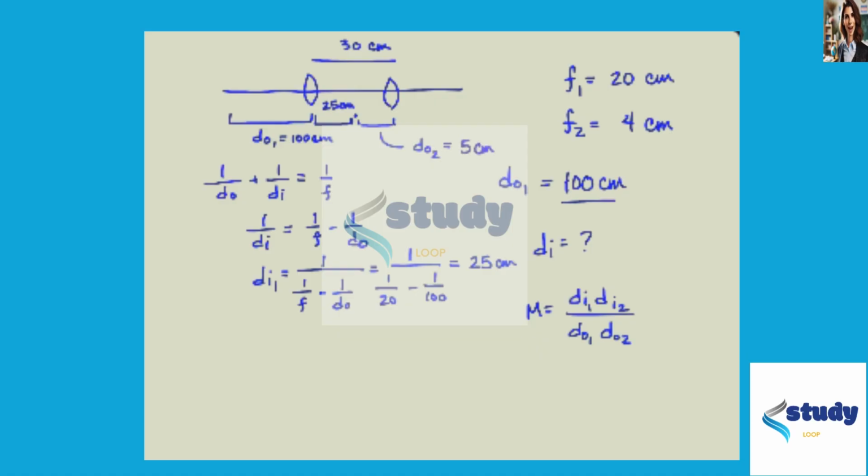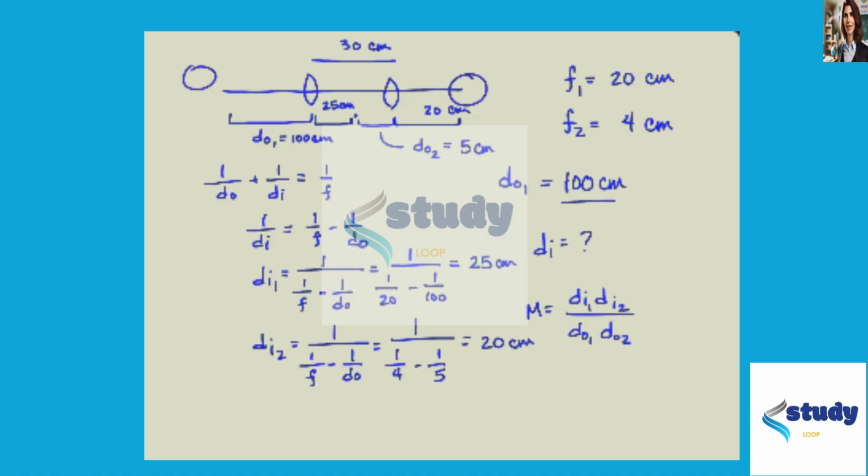So using the same equation, this becomes DI2 equals 1 over F minus 1 over DO. Using the same equation, we can calculate what our new distance of the image is. So that gives us 1 over 4 minus 1 over DO, which is 5, gets us a distance of the image of 20 centimeters from the second lens. So our image is over here if our object was over here.